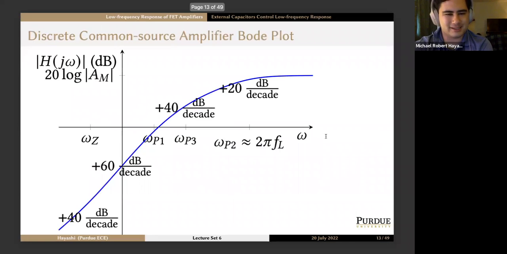You can put all these things together and you'll start at a 40 dB per decade slope. Then at omega z, you'll start going up at a faster 60 dB per decade slope. At omega p1, you dip down to 40 dB per decade, at omega p3 to 20 dB per decade, and at omega p2, you'll flatten out so that you're asymptotically flat. So we call this omega p2, equal to 2 pi f_L, which is equal to omega L. Because for a common Bode plot, you would get something like this.